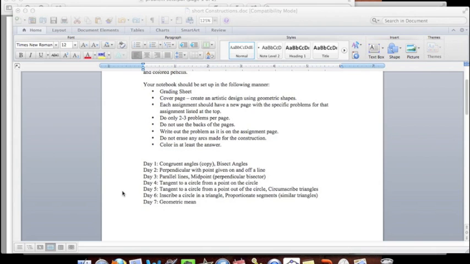And write out the problem as it is on the assignment sheet. So your very first problem from tonight's homework is draw an obtuse angle and bisect it. Write out those words. Draw an obtuse angle and bisect it. And then do it. Okay?